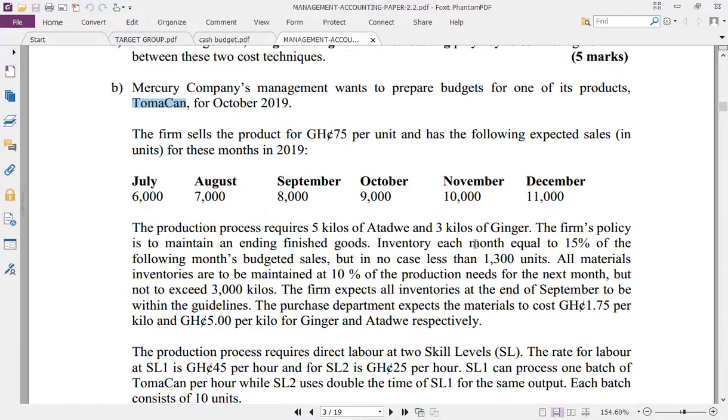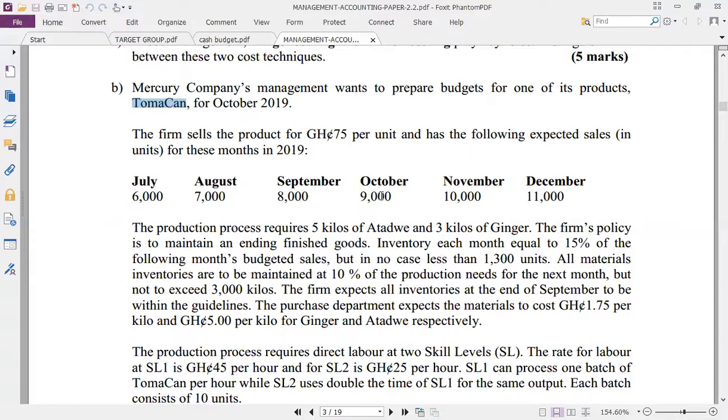Now, the first policy is to maintain an ending finished goods inventory each month equal to 15% of the following month's budgeted sales, but in no case less than what? 1,300. So at any point, it shouldn't be less than 1,300. If you calculate and it's less than 1,300, what do you do? Take the 1,300 and use that figure. So 15% of the next month.